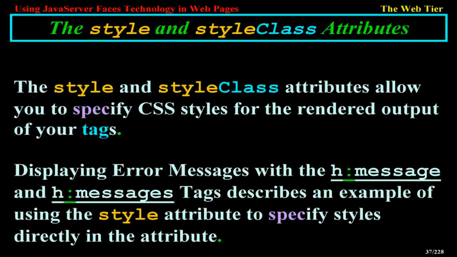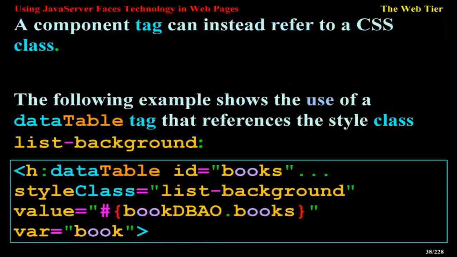The style and styleClass attributes. The style and styleClass attributes allow you to specify CSS styles for the rendered output of your tags. Displaying error messages with the h:message and h:messages tags describes an example of using the style attribute to specify styles directly in the attribute. A component tag can instead refer to a CSS class. The following example shows the use of a dataTable tag that references the style class list-background.